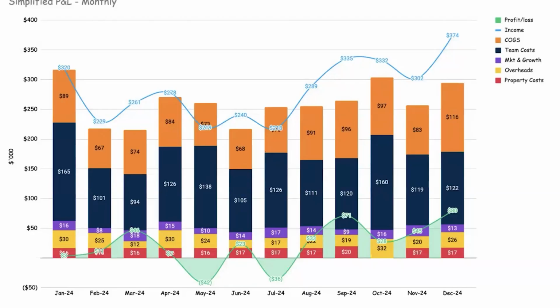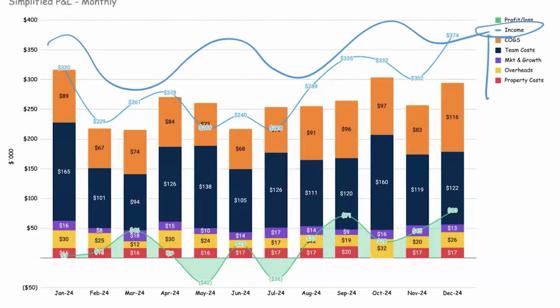We want a line which shows the income. So what we're tracking here in the line across this chart is our income every month. So we're seeing what the monthly figures are, and from this line we can see, is it trending up? Is it trending down?